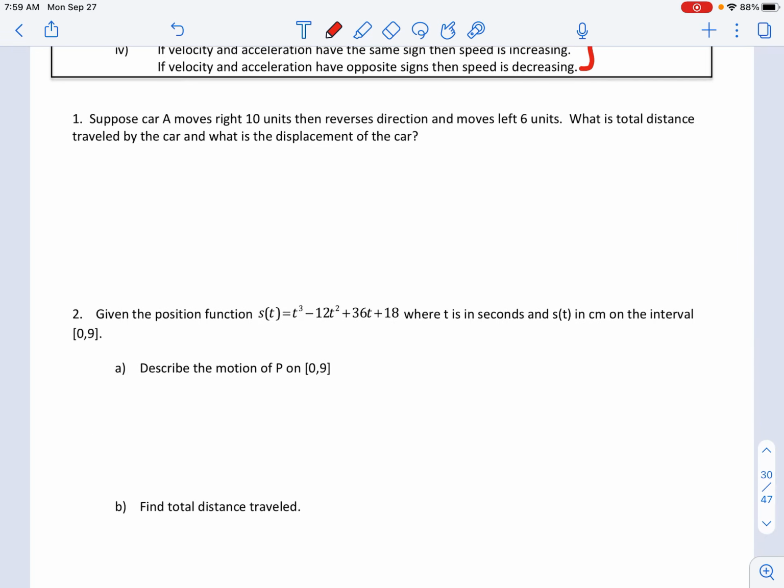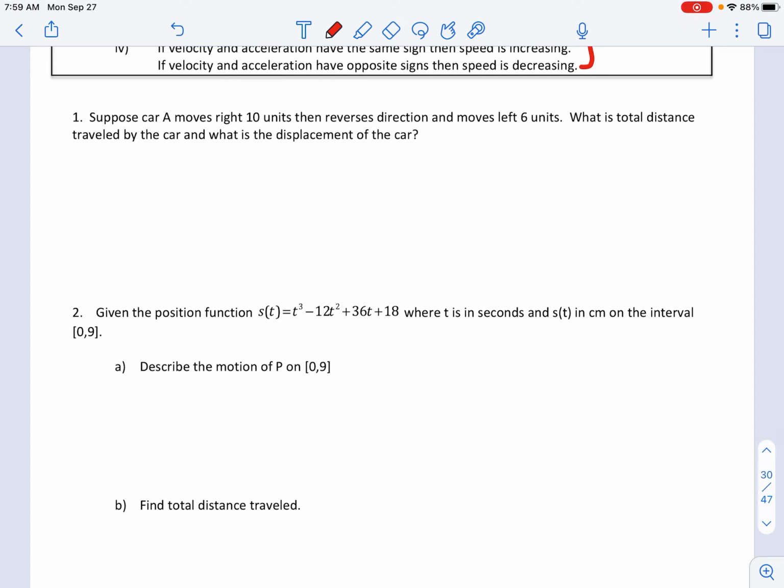But let's start with an example. Let's say a car is moving to the right 10 units. So the car starts here, goes to the right 10 units, and then it reverses direction. It's going backwards and moves left 6 units.